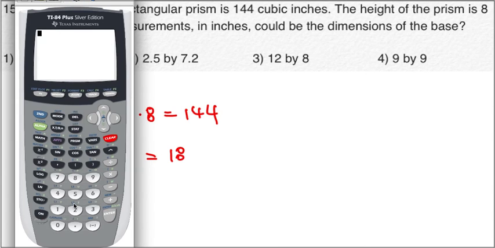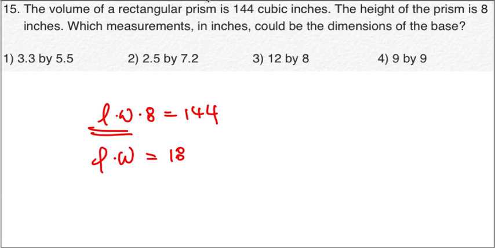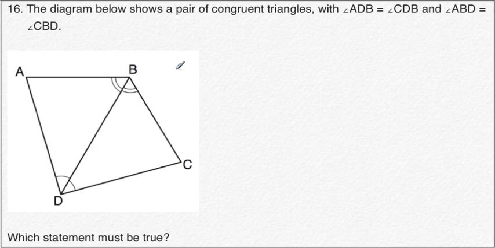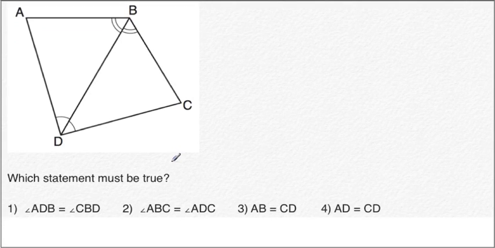So here we have 2.5 times 7.2 will be equal to 18. All right. Number 16. We realize that these two triangles seem to have 2 pairs of congruent angles. All right, which statement must be true?